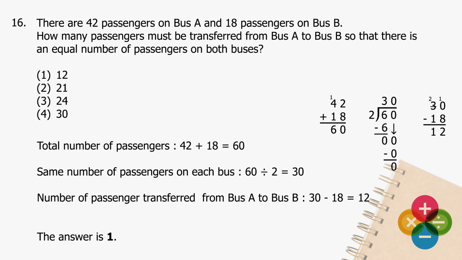The total number of passengers will be, add 42 to 18, and the sum is 60. Same number of passengers on each bus will be, divide 60 by 2, and the quotient is 30. The number of passengers transferred from bus A to bus B will be, subtract 18 from 30, and the difference is 12. The answer is 1.